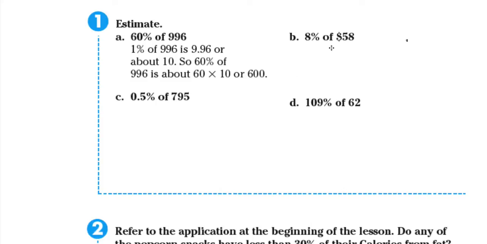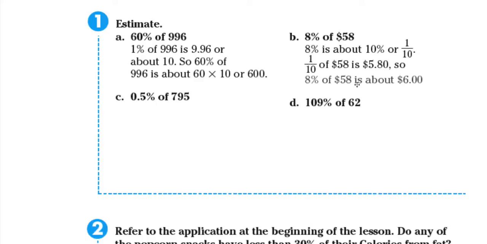8% of $58. 8% is about 10% or 1/10, which is 1 over 10, and this is the fraction method. We're using the fraction method to solve this. So 1/10 of 58 is 5.8. So 8% of 58 is about $6.